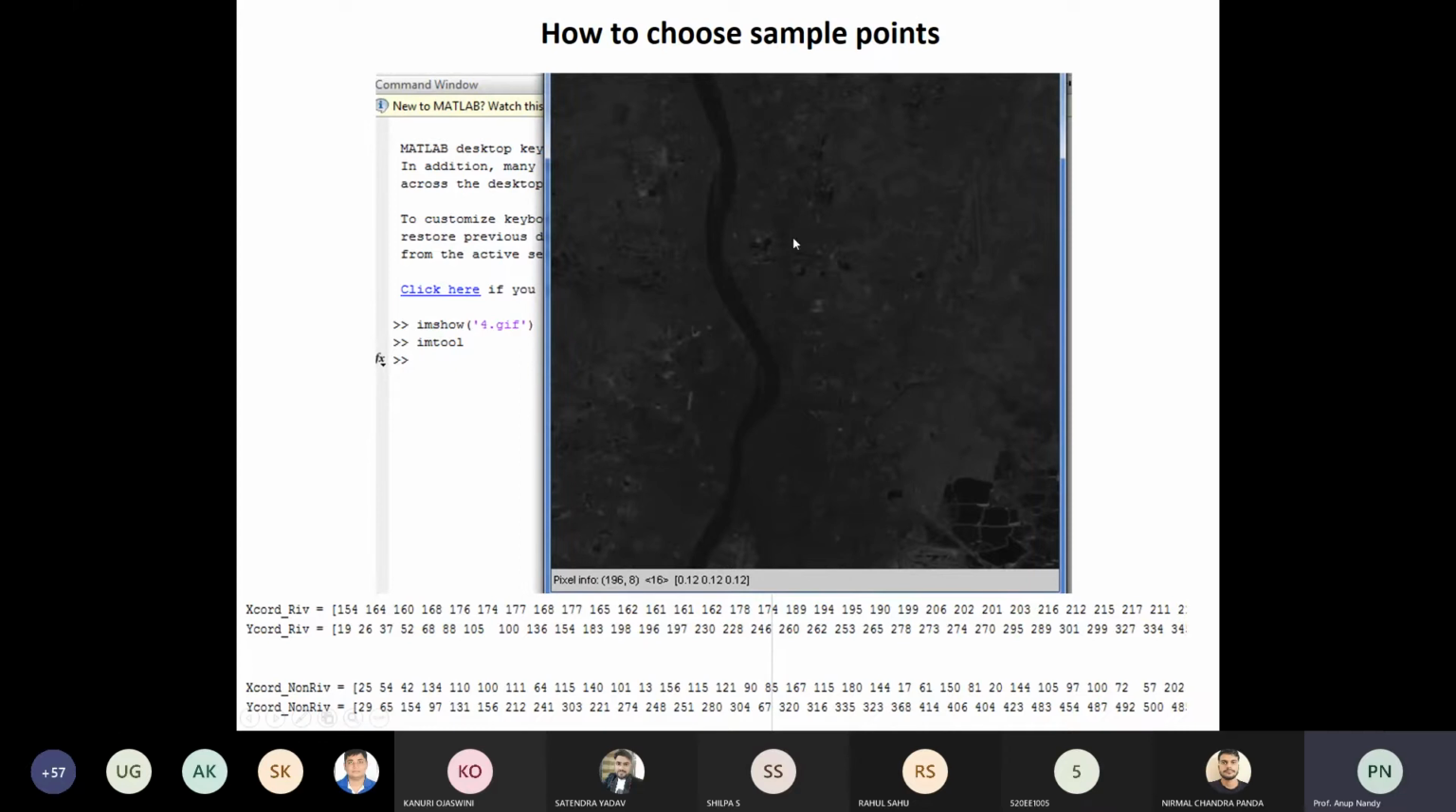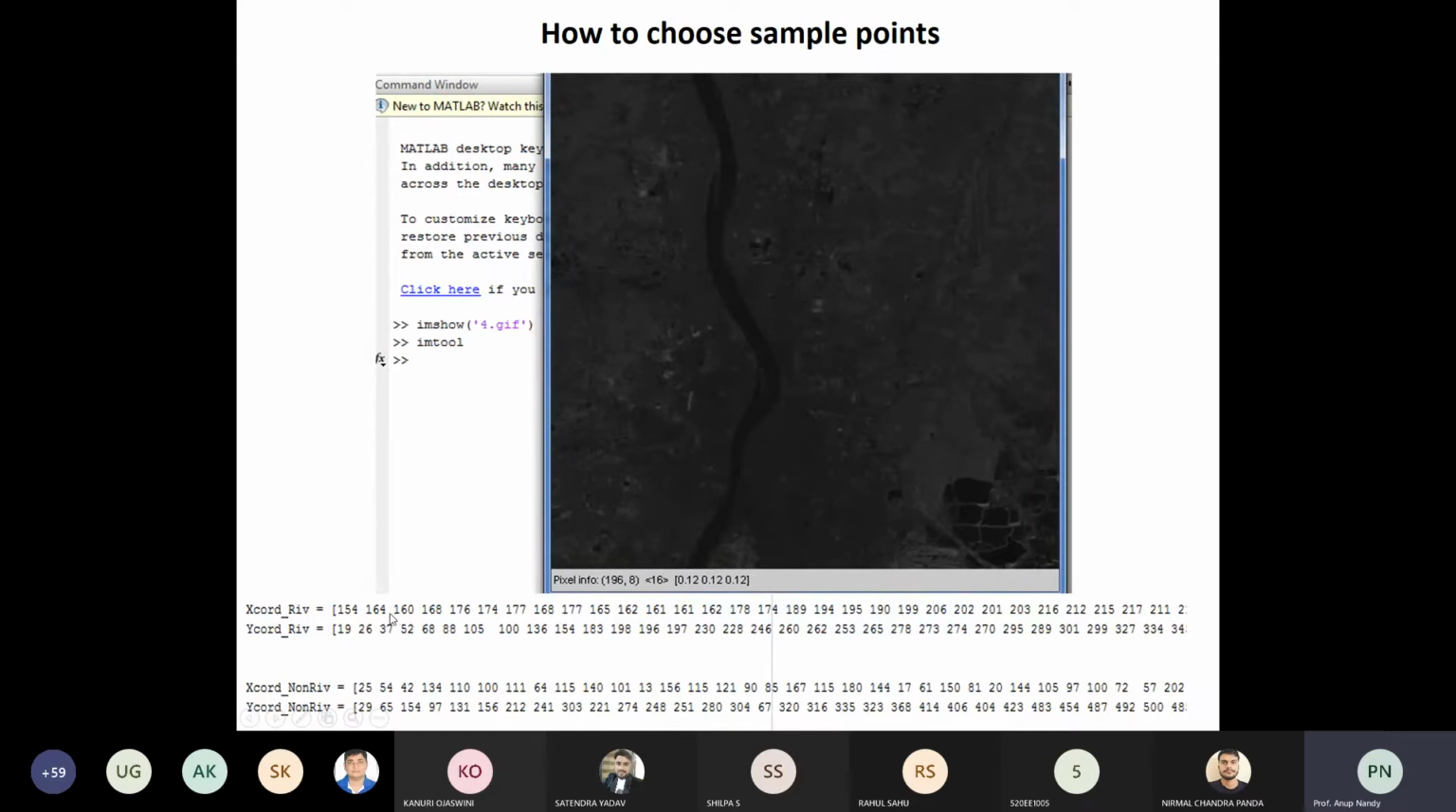So please remember that whenever you choose these sample points, you will have to choose them so that the entire area will be covered. So this is called the x coordinate river and y coordinate river. You have to use either Python or MATLAB to choose these sample points initially. There is the IM tool. You just put the cursor in a particular position, then you just store it. So these things have to be done manually.